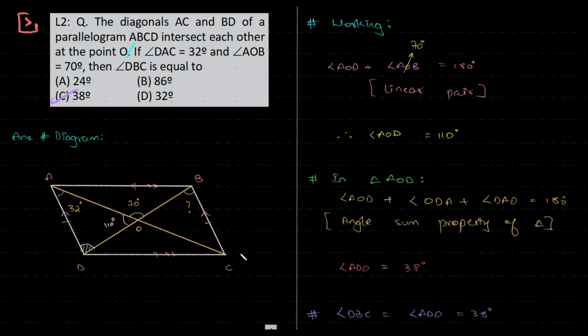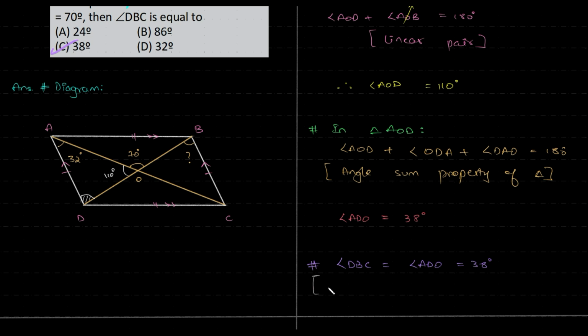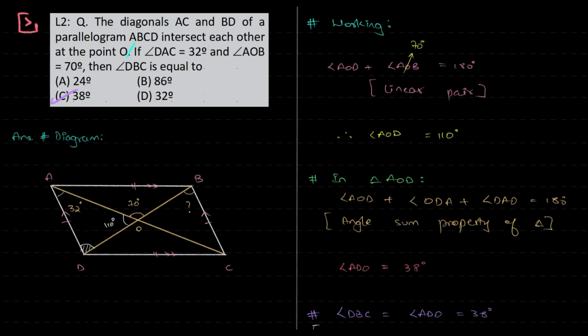But why? Because we have AD parallel to BC, the opposite sides of a parallelogram. And we have this to be a pair of alternate interior angles, right? If you're not able to see that, please have a look at this now. So we have this line parallel to this, and then we have this to be a transversal line. So let me make it a bit bold.